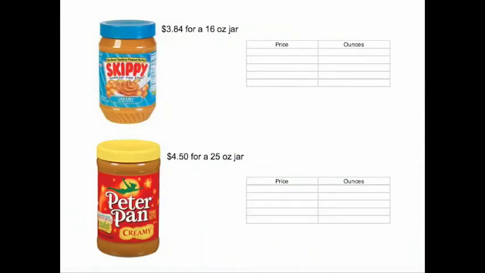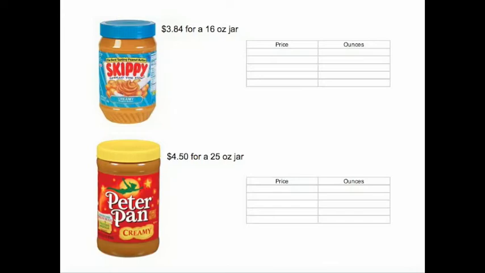Let's take a look at a word problem talking about that. Actually, we're not on a word problem. We're going to talk about some peanut butter. We have two brands of peanut butter here. Different people like different kinds of peanut butter, but when you go to the store, you want to make sure you're getting a good buy, because again, it's all about money.